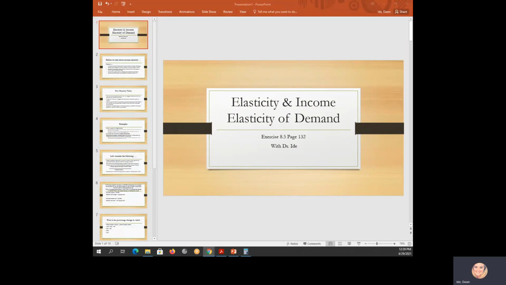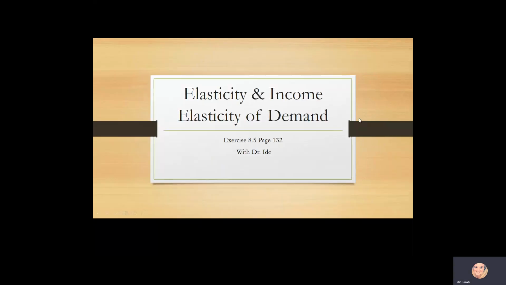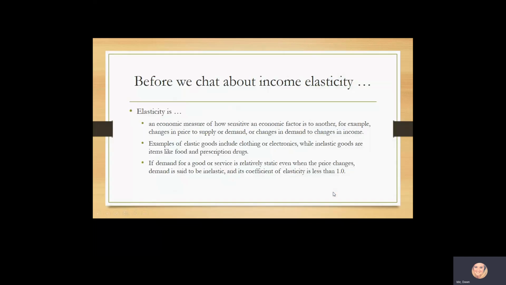All right, everybody. So here's what we're going to be doing. We are going to be looking at elasticity and income elasticity of demand. And that was a mouthful for me today for some reason. Okay, so let's take a peek at what we're doing here. So again, we are talking about Chapter 8, elasticity and income elasticity of demand. Before we can chat about income elasticity, we have to talk about what elasticity is in general, okay?